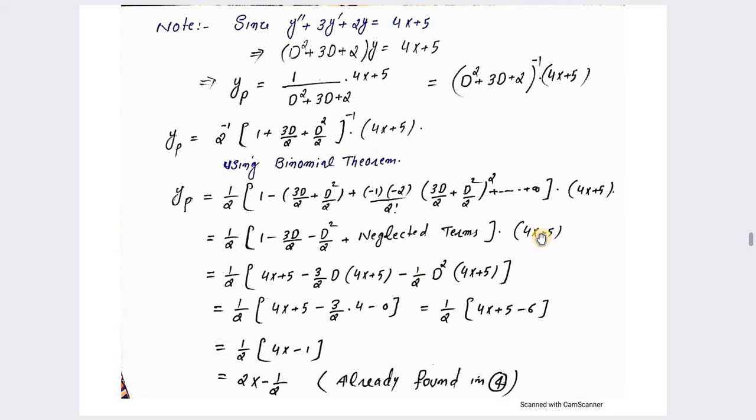Now simplifying, this 4x plus 5 will be here, multiplied this one by this one. This is the result. Here we have minus 3 over 2 derivative of 4x plus 5, and this minus 1 over 2 here d square, that is the second order derivative of the given polynomial. Now this derivative of 4x plus 5 is 4, and the second order derivative will be 0. Now simplifying, this is the simplification, and finally we get this value. This is the particular integral which has already been found by the method of undetermined coefficients.